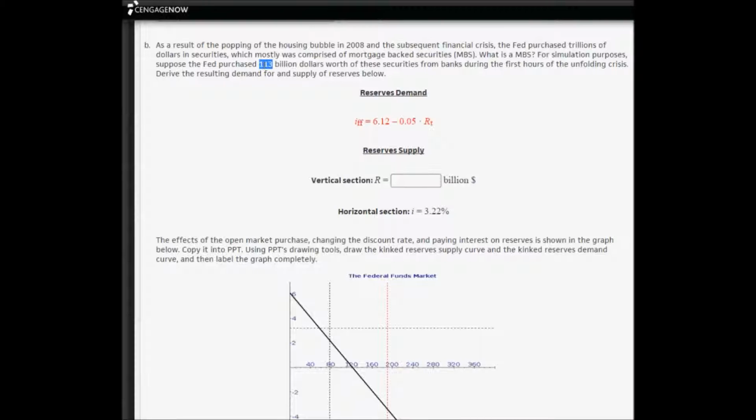Well, when the Fed makes this purchase, at the moment it does it, nothing happens to demand. Nothing happens to the discount rate either. So the vertical section of reserves increases by $113 billion. So the new vertical section is the increase, 113, plus the original value, $78 billion.